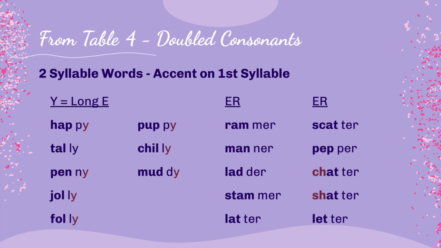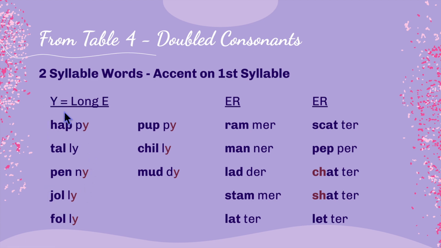We're going to start with words from Table 4. In these words, the bolder syllable is the accented one. So you want to say that a little louder. In all of these words on this page, we have 2-syllable words where the first syllable will be accented.